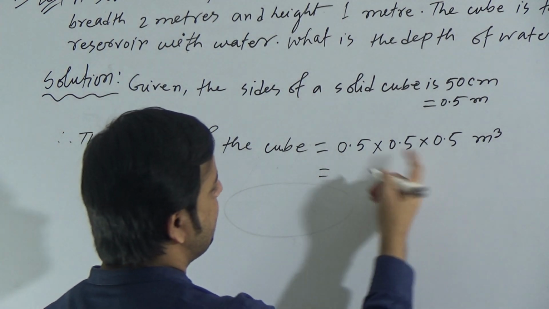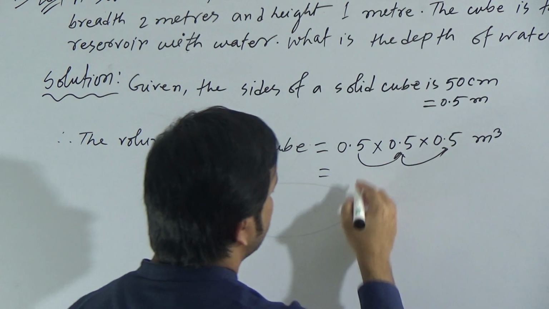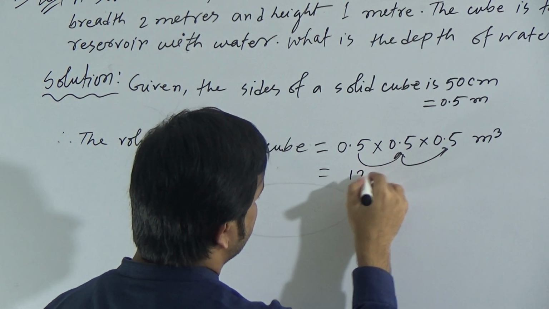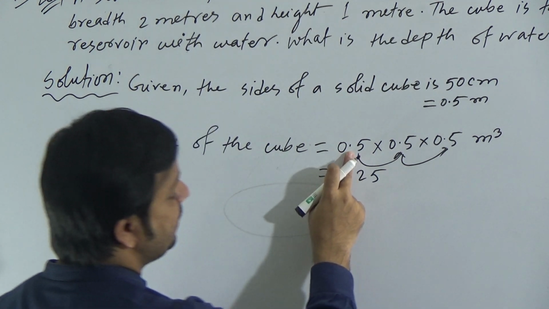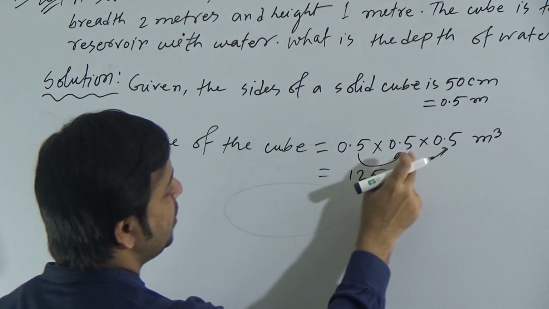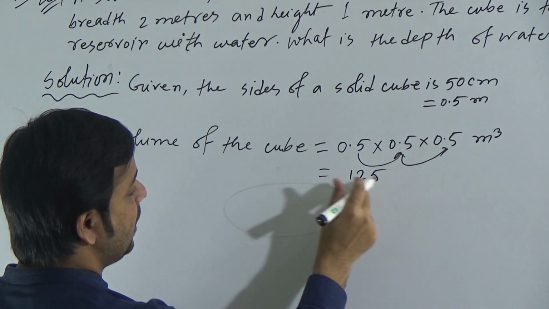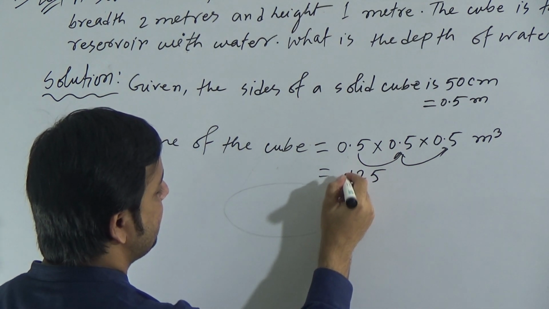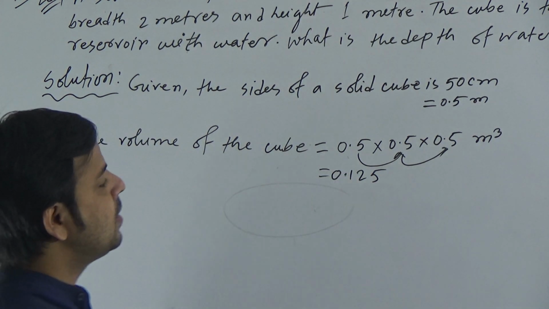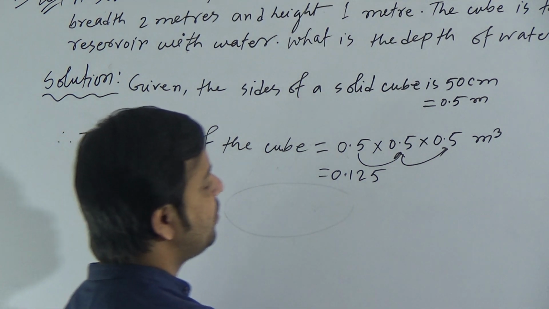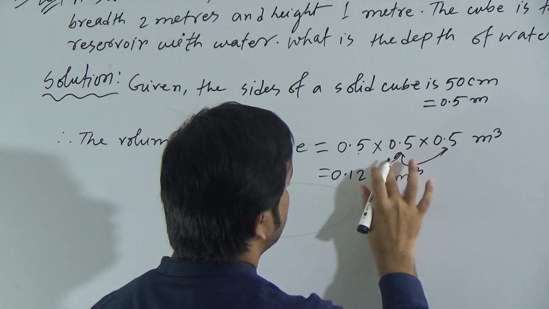If we multiply these 3, 5 5s are 25 and 25 5s are 125. Now count the digits after decimal: 1, 2, 3. So we have to put the decimal after 3 digits from the left: 1, 2, 3. So here will be the decimal. It means we can say the volume of the solid cube is 0.125 cubic meter, it means m cube.